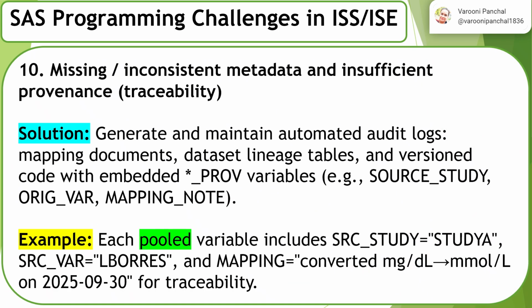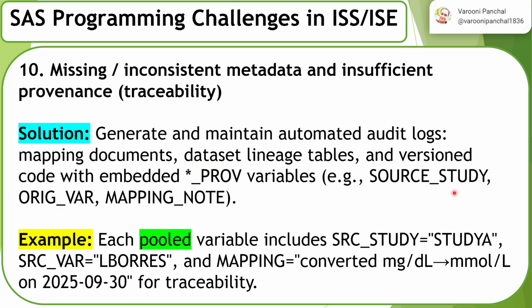Number 10 is missing and inconsistent metadata and insufficient provenance traceability. It so happens that the metadata is not consistent, and that gives you insufficient traceability of data. I have 12 individual studies, the data is not up to the mark, and I'm not able to get the traceability. The solution is to generate and maintain automated audit logs, mapping documents, dataset lineage tables, and version code with embedded provenance variables.